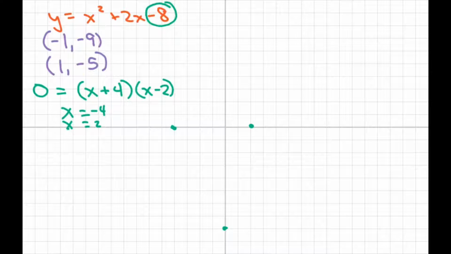All right. And then let's look at some of these points. -1 maps to -9. And 1 maps to -5. So they all have to be on the graph. And we don't really care so much about the vertex, but since this is the midpoint, this will be your vertex. So just graph it. I'm going to try to graph a little better here.